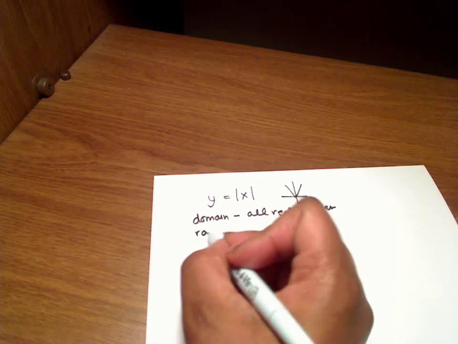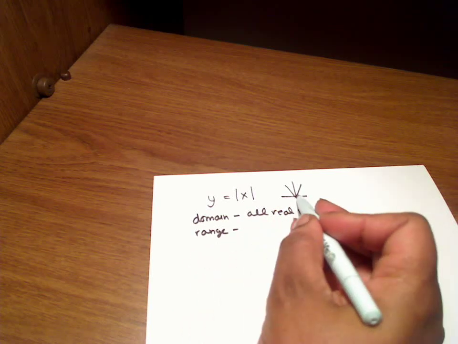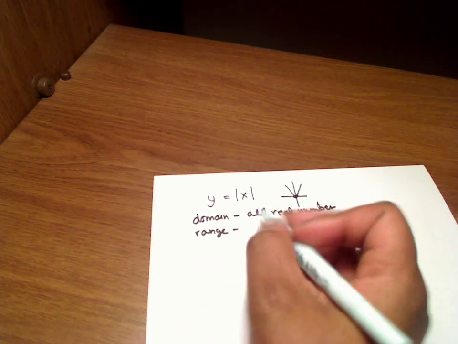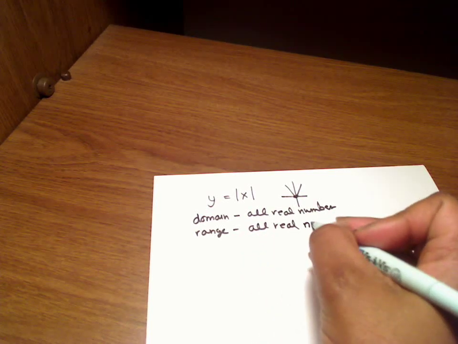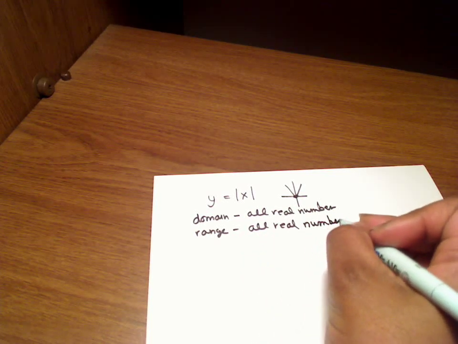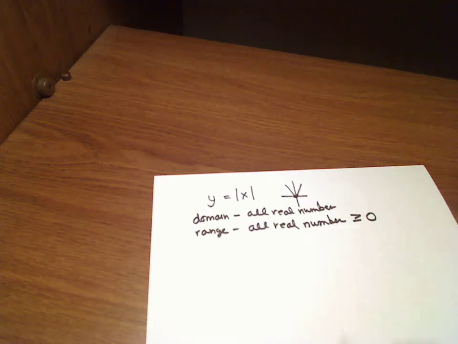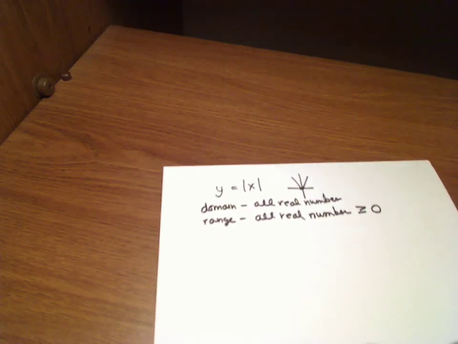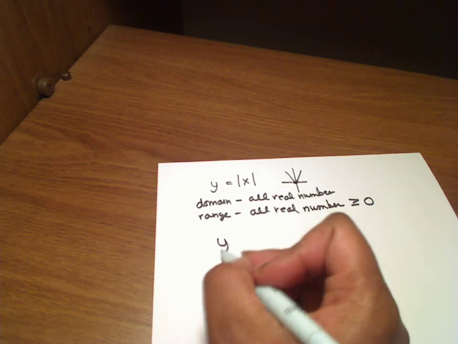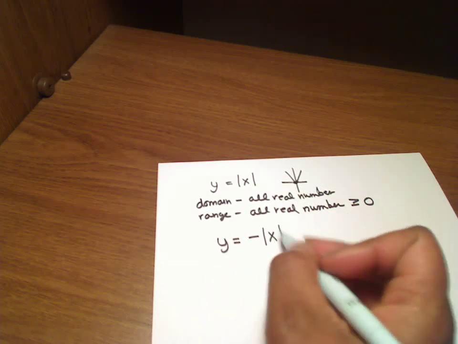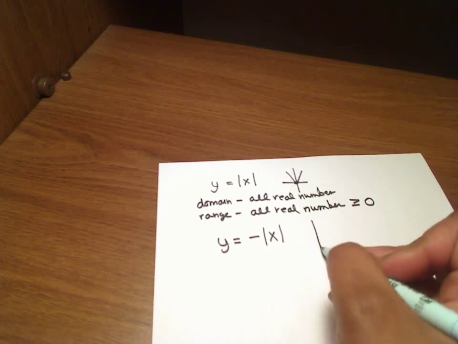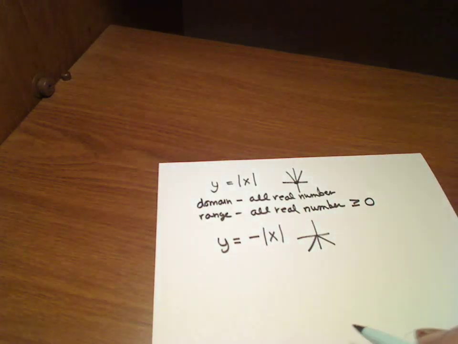And for the range, I'm going to look for my vertex, which happens to be here. So it looks like it's going to be all real numbers greater than or equal to 0. Okay? And if I have y is equal to this time a negative on the outside, what's going to happen to the V shape is actually going to flip downwards.